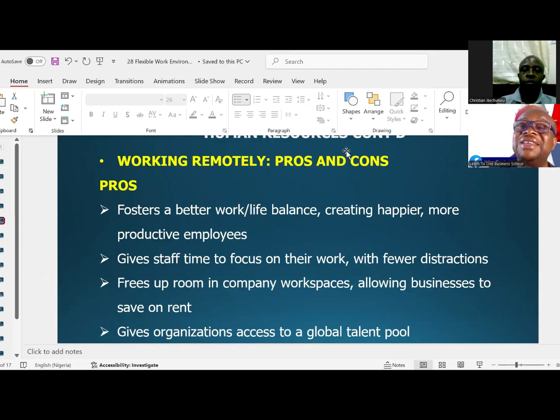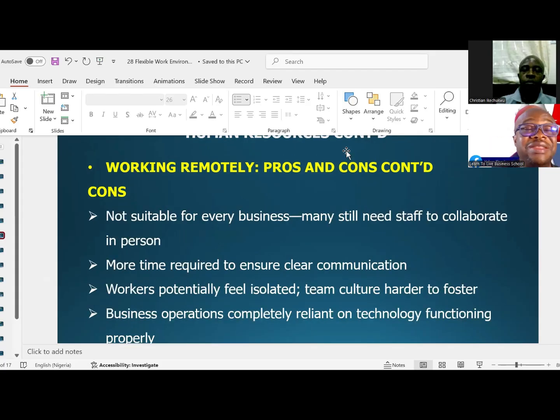Yes. Seriously, yes. Now, it gives organizations access to a global talent pool. Yes, you can employ people in the US, Canada, United Kingdom, Kuwait, just mention them, and they are working, giving you all you need, every simple thing that you need from them. Now, it is not suitable for every business. Yes, not suitable for every business. Many still need staff to collaborate in person.